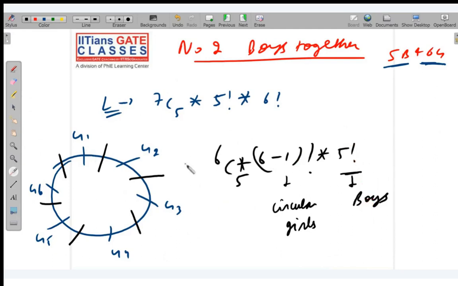But the girls we have arranged in a circular fashion. First the girls have been arranged, and then the girls have created 6 places, and out of these 6 places, at 5 places the boys will sit. So that's why we have got this answer. Yes, please take a snapshot. I will jump to the next slide.